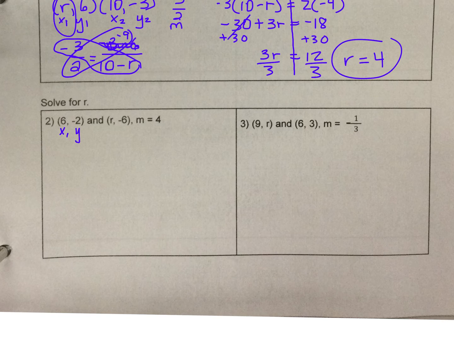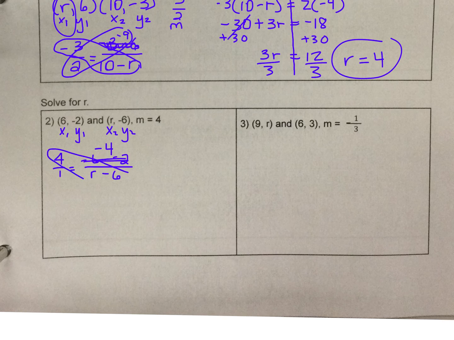x1, y1, x2, y2, and then our m is 4. So 4, but I need to make it a fraction, so I put it over 1. -6 minus -2 over r minus 6. Our r is in a different place this time, but it doesn't matter. -6 minus 2 is a -8. No, it's not. It's a -4.